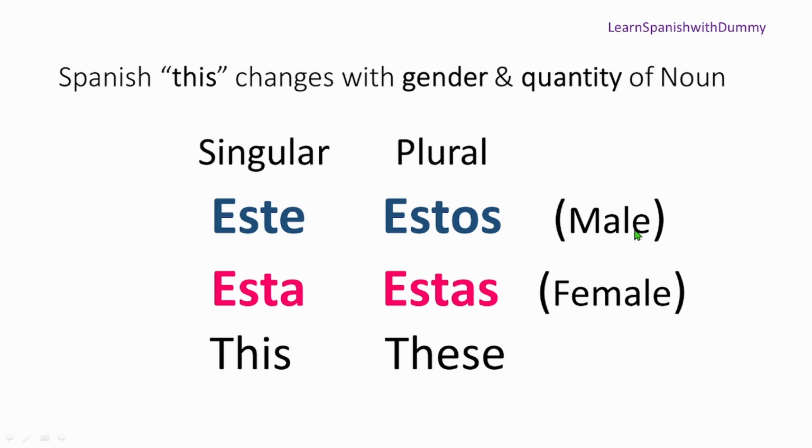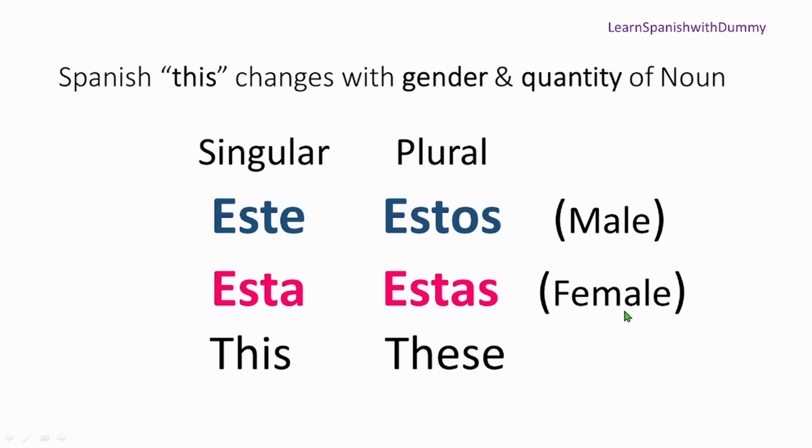When you describe any female word, you use esta, and for male you use este, if they are singular. Now we have the plural. The plural of this is these, right? So how do you say these? Estos means these, but it's for the male words, and estas, again it's these, but for the female one.